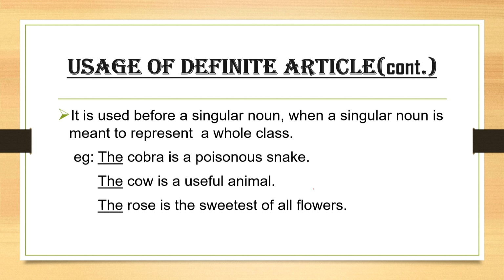So, moving on, next use: it is used before a singular noun when a singular noun is meant to represent a whole class. For example, the cobra is a poisonous snake. So, here cobra is representing the whole class of cobras, hence the sentence implies that all the cobras are poisonous. Another example, the cow is a useful animal.